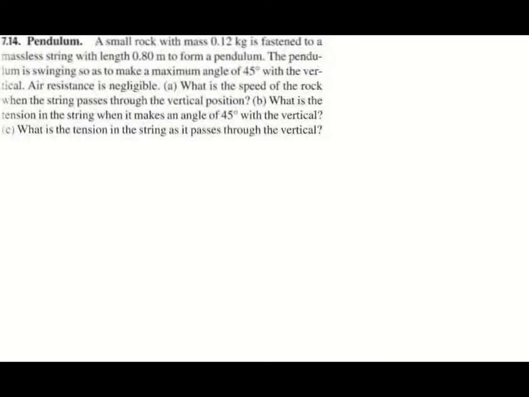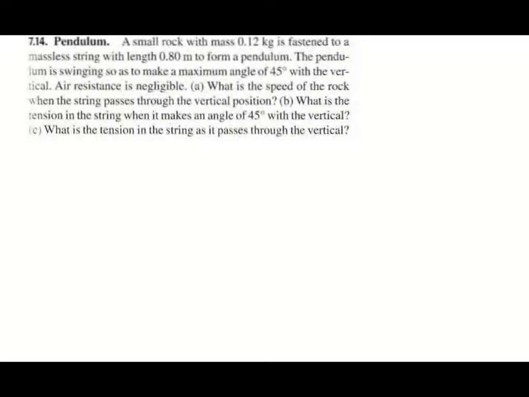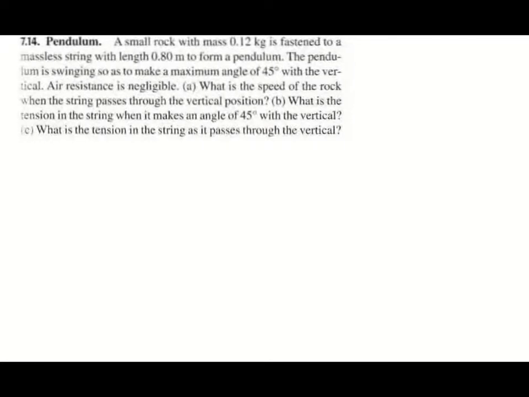The next part of the problem, part B, asks what's the tension. Oh, hold on a second. Okay, sorry. What is the tension of the string when it makes an angle of 45 degrees with the vertical? So again, we're going to draw a picture of that. Here is our pendulum string. There's our pendulum bob, and it's making that angle of 45 degrees with the vertical. Again, sorry for the 5 there, but you get the idea.